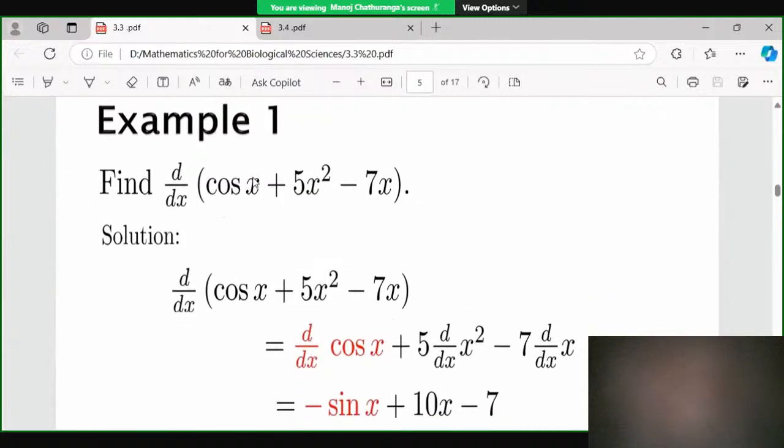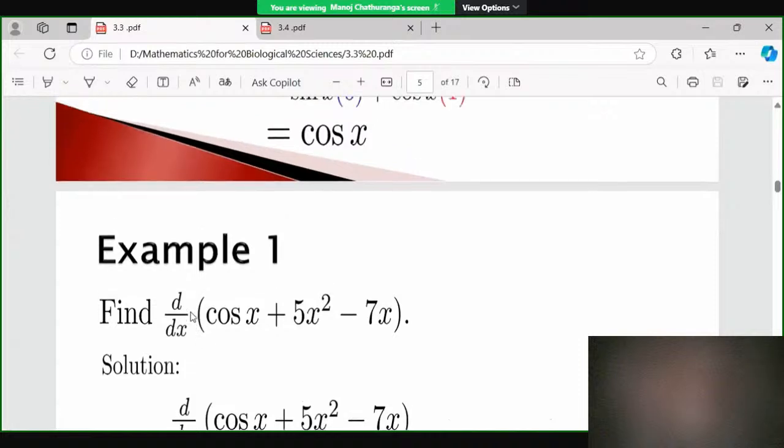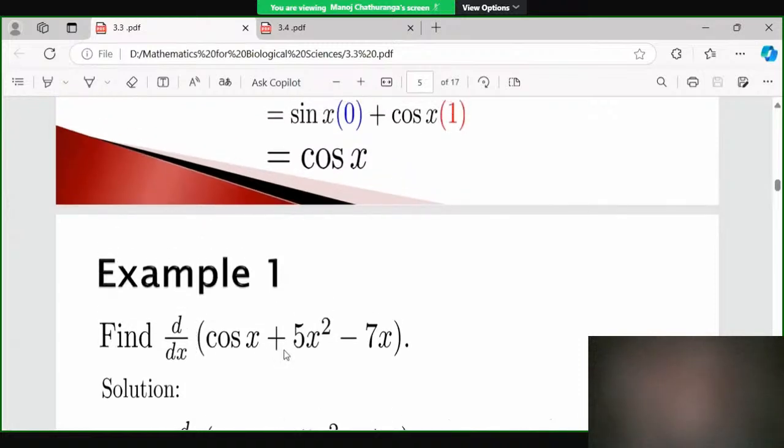Let's talk about some examples. So find the derivative of cosine x plus 5x squared minus 7x. I will give you 2 minutes for this. Let's practice this. Since we know the derivative of cosine and all these power functions, we should be able to do this very quickly.